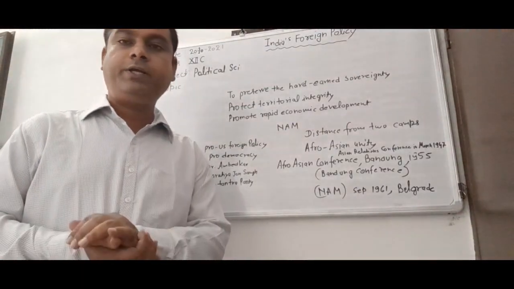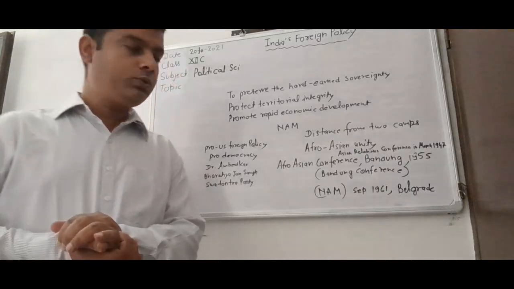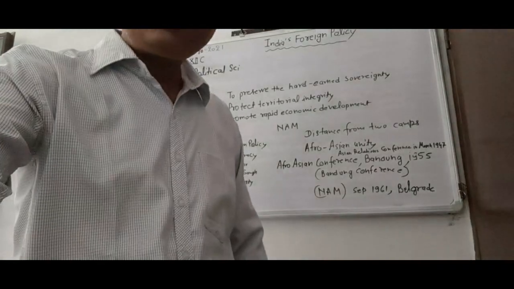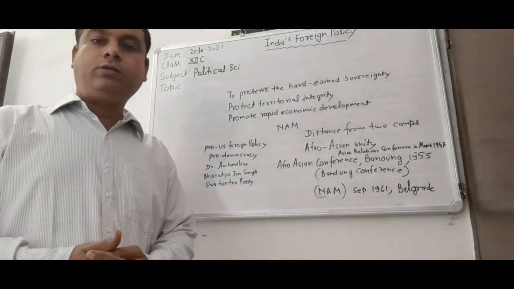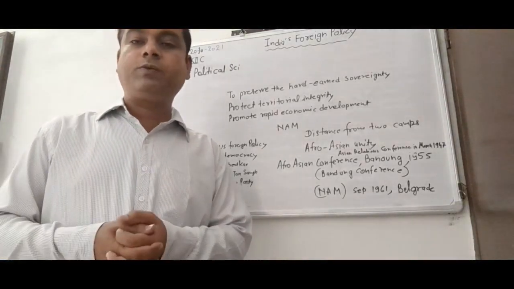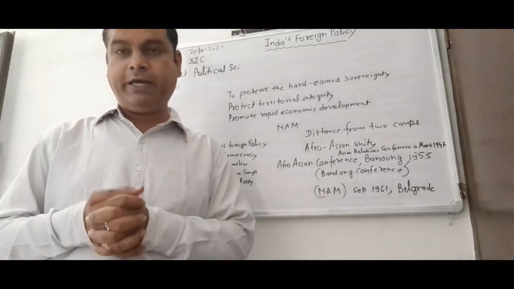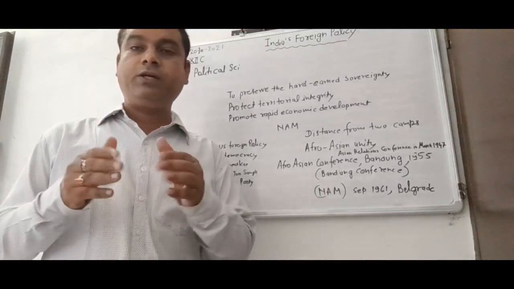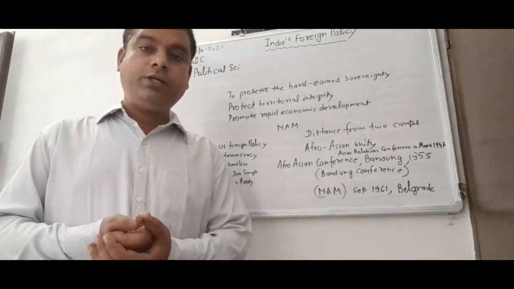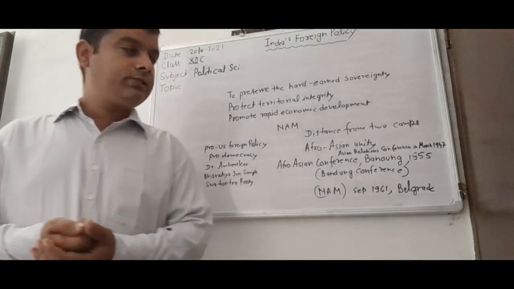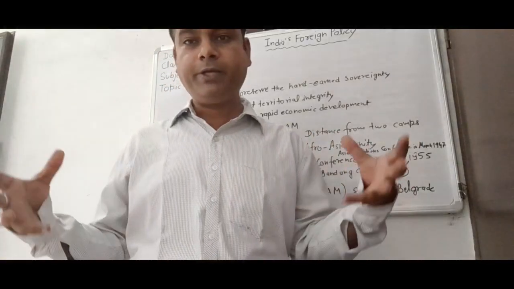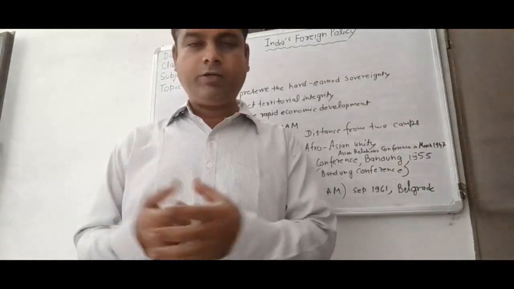Class, after the independence, Pandit Jawaharlal Nehru was trying to make unity among the Asian African countries. Our Prime Minister was trying to convince the Asian and African countries which were newly independent. They got independence from decolonization. Nehru's policy was to convince Asian, African, and Latin American countries to form an organization.